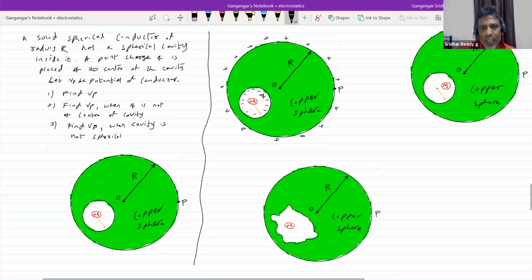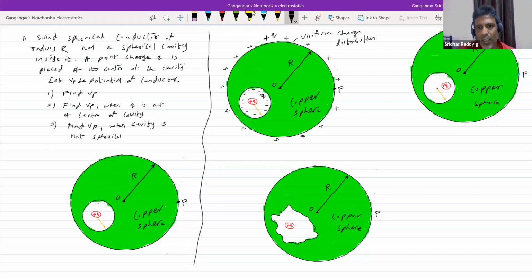So what should be the charge? It should be Q only, plus Q. Uniform or non-uniform? Uniform charge distribution. Okay, tell me now, what will the field be? I think it's similar to the previous problem that I discussed, no? It is similar to the previous problem that I discussed.